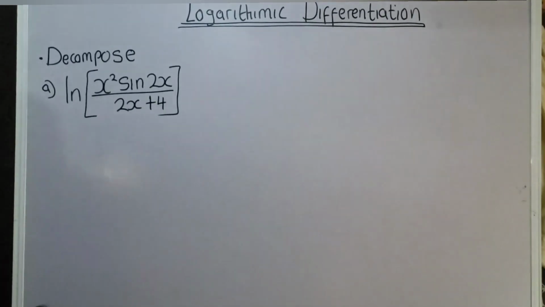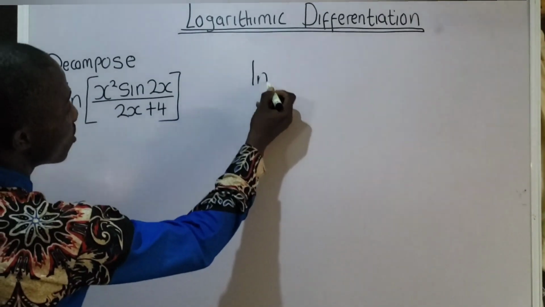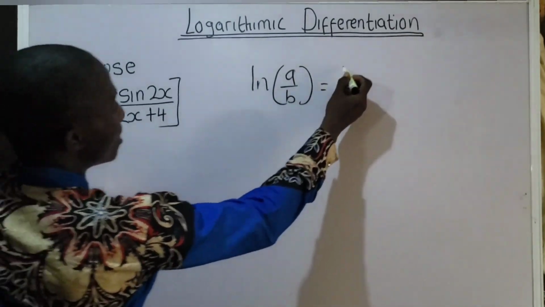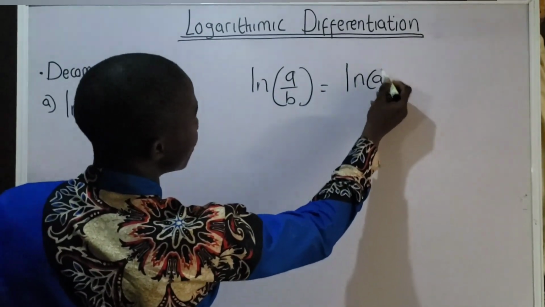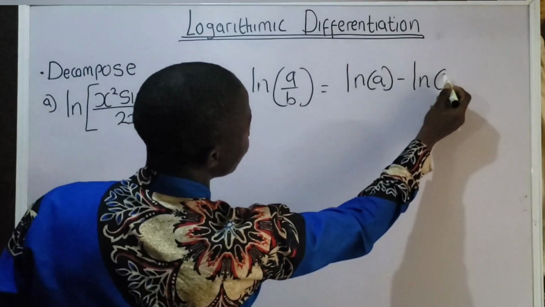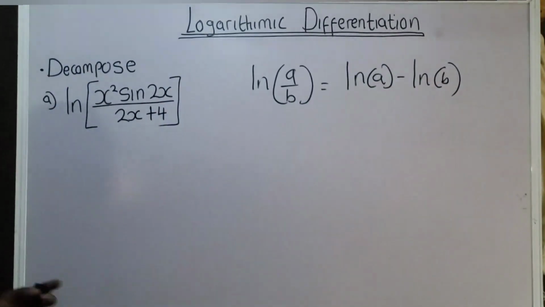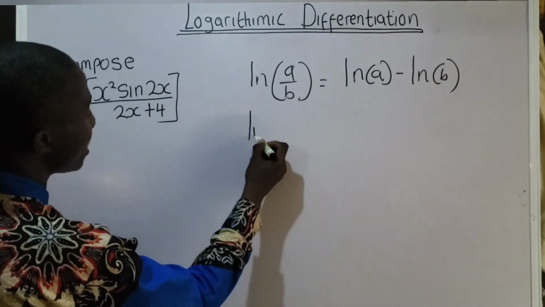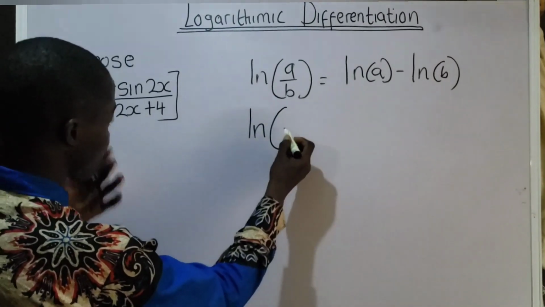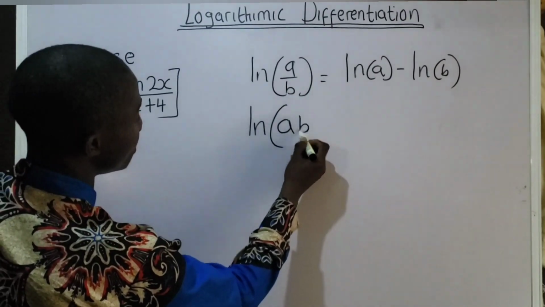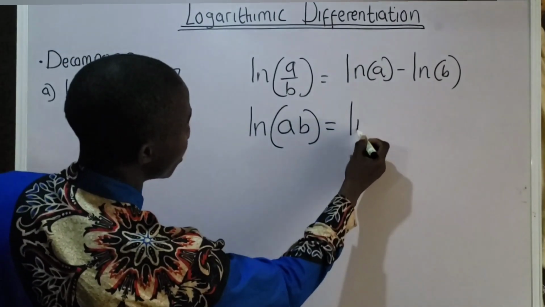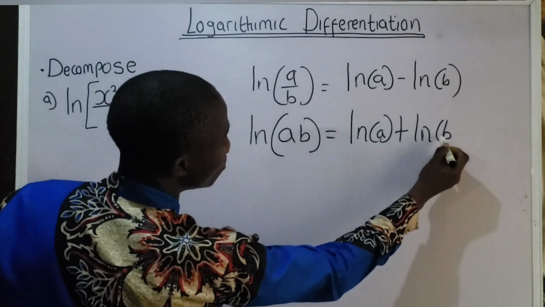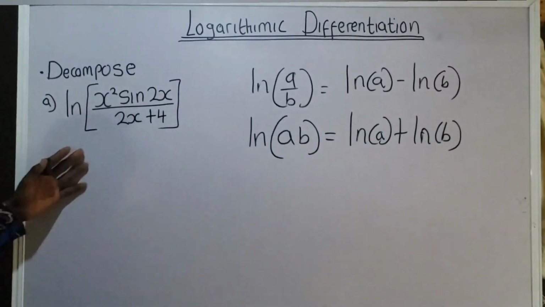I told you that natural log of A over B is also the same thing as natural log of A minus natural log of B. You understand? So we are still going to use the same approach. And if you have a function that has natural log of AB, it is also the same thing as natural log of A plus natural log of B. You understand? Okay, now let us use the same approach here.